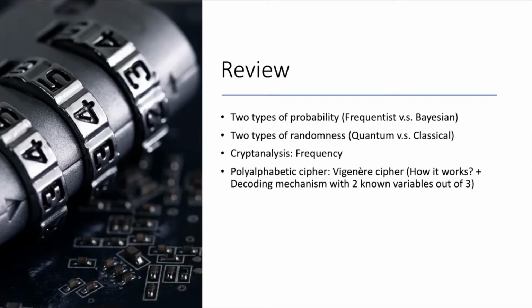I introduced you to another category of cipher, which is polyalphabetic cipher. For polyalphabetic cipher, we're using a keyword, or we're doing different alphabetic shifts for a cipher. For the example that we gave, which is the Vigenère cipher, we have a keyword and we shift individual letters differently depending on the length of the keyword. We talked about how the Vigenère cipher works and the decoding mechanism with two known variables out of three. We use something called a Vigenère tableau. I could show you the tableau here.